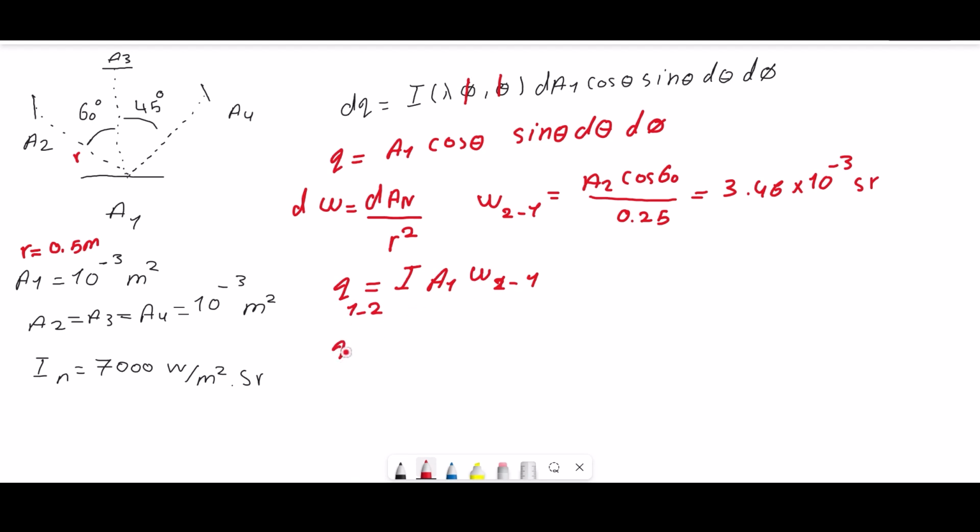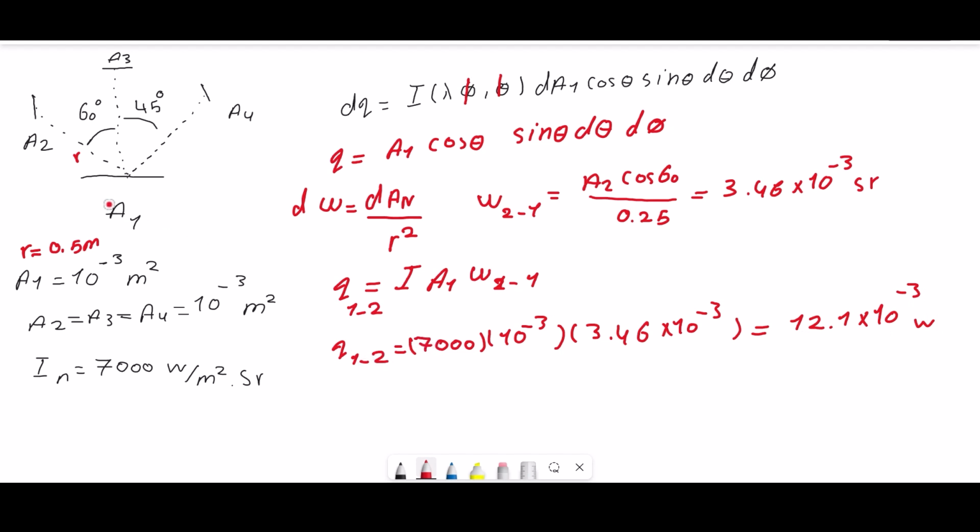So Q1,2 is equal to, as we said before, I is equal to 7,000, A1, we said it's equal to 10 to power minus 3, and omega 2,1 we calculated as 3.46 times 10 to power minus 3. And this is equal to 12.1 times 10 to power minus 3 watts. And this is telling us that by only the means of radiation, surface 1 is emitting 12.1 times 10 to power minus 3 watts of power to surface 2.